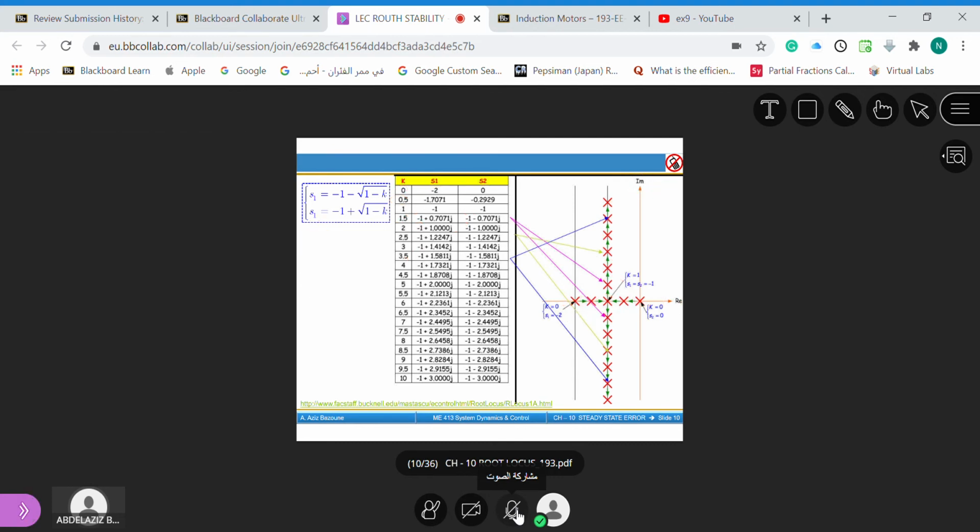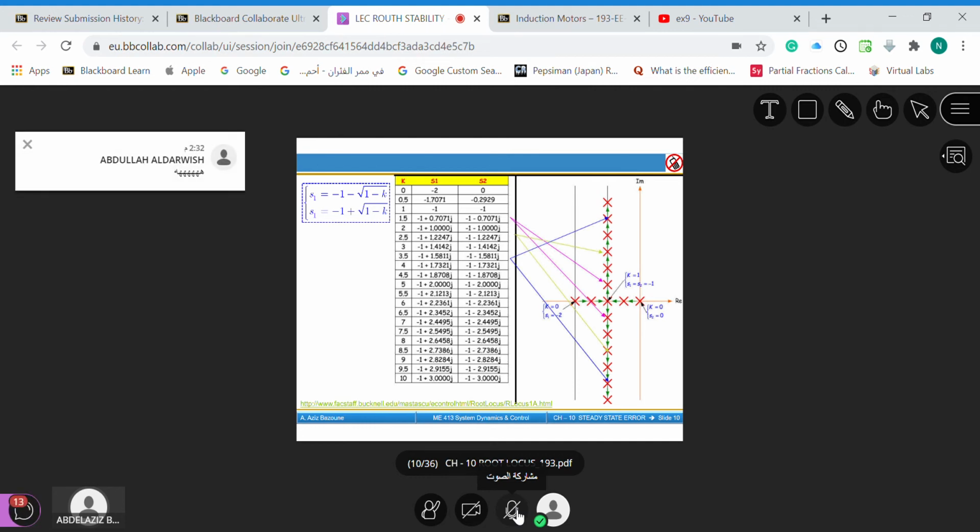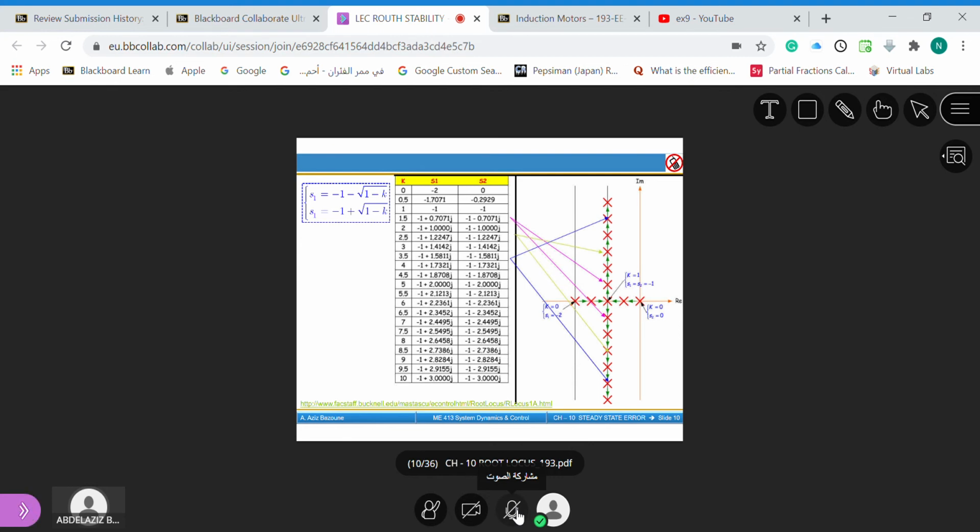Okay guys, we will see how to do that with MATLAB. Just one comment and we will see how we can do that. A little bit of concentration if you don't mind, and we go to the next slide.